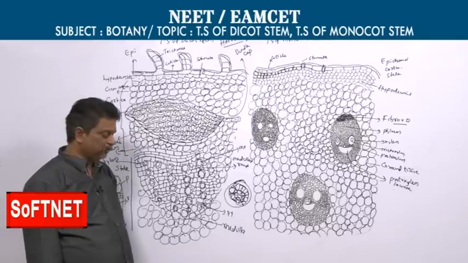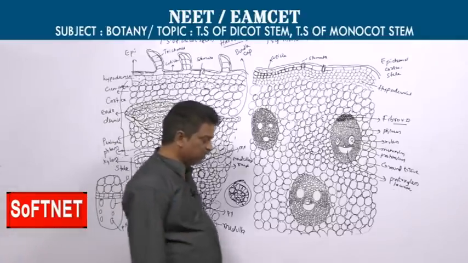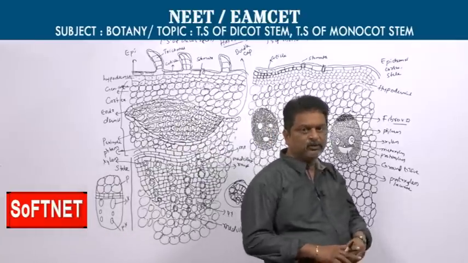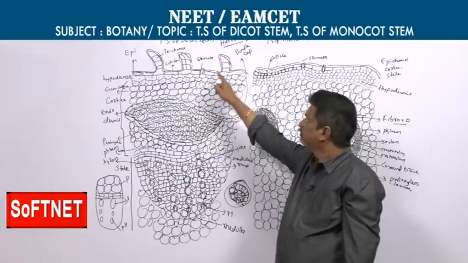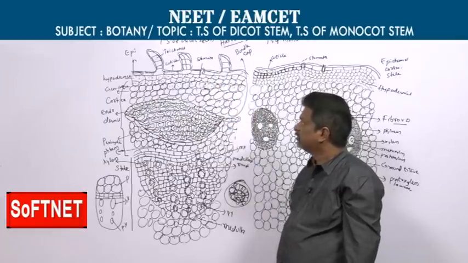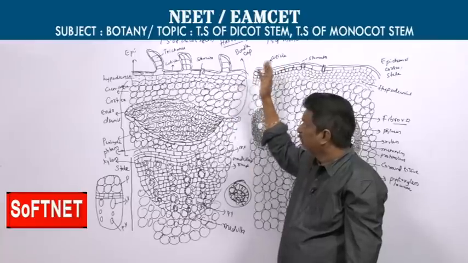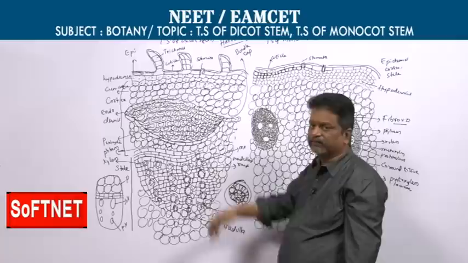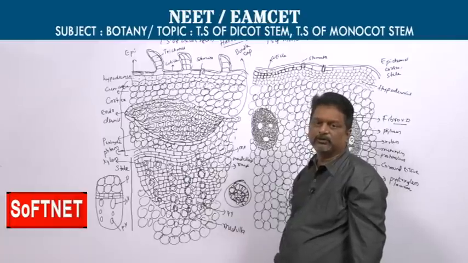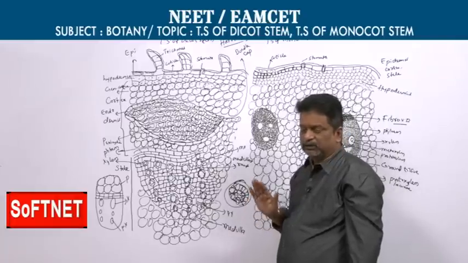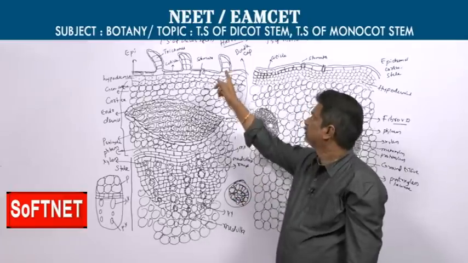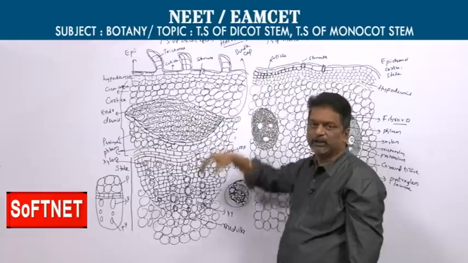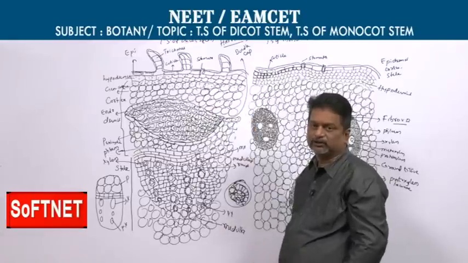Then root epidermis: stomata and cuticle are absent. But stem epidermis contains cuticle and stomata. Even here I am talking about leaf. If you take leaf, even leaf contains stomata and cuticle. So, the point is root is without stomata and cuticle, while stem and leaf contain stomata and cuticle.